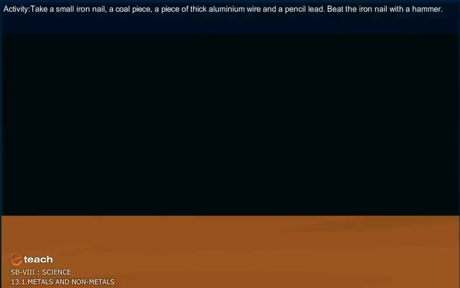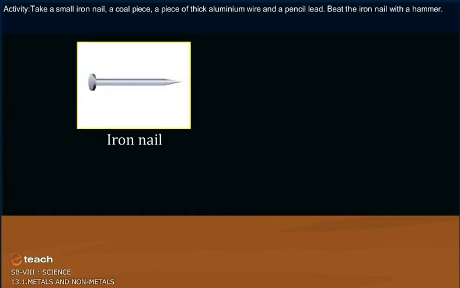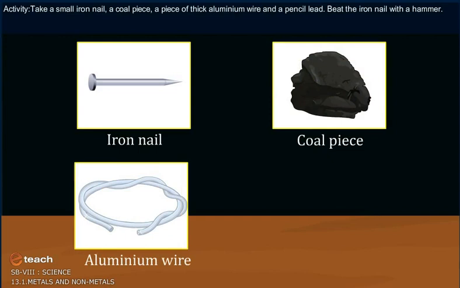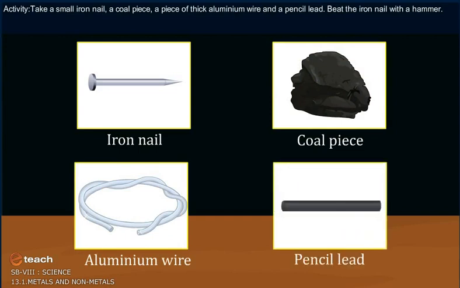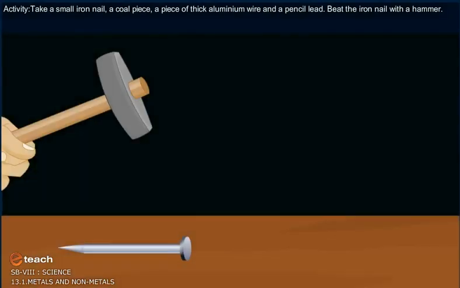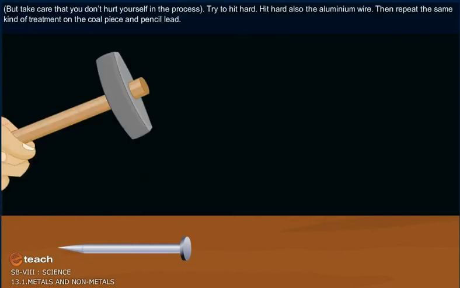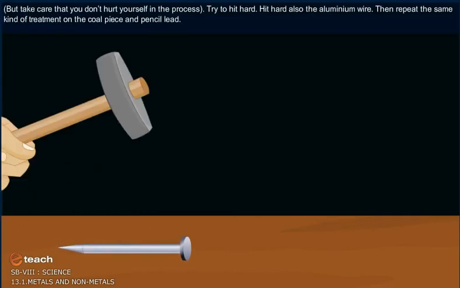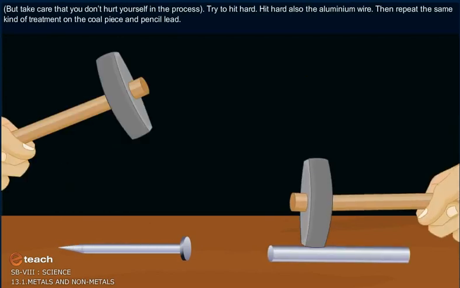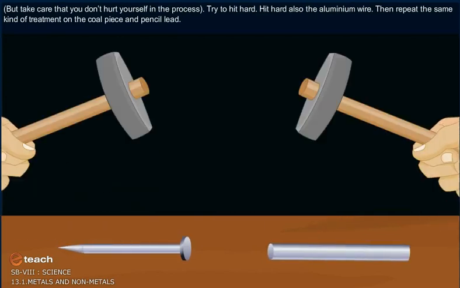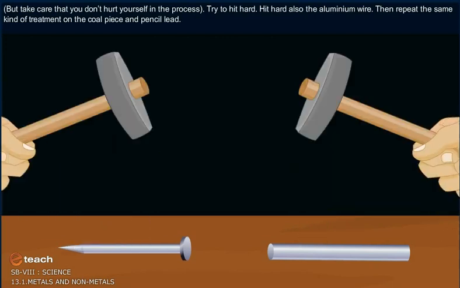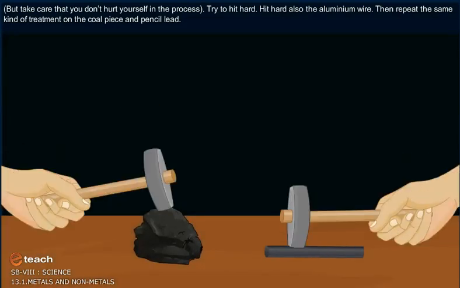Activity. Take a small iron nail, a coal piece, a piece of thick aluminium wire, and a pencil lead. Beat the iron nail with a hammer, but take care that you don't hurt yourself in the process. Try to hit hard. Hit the aluminium wire hard also. Then repeat the same treatment on the coal piece and pencil lead.